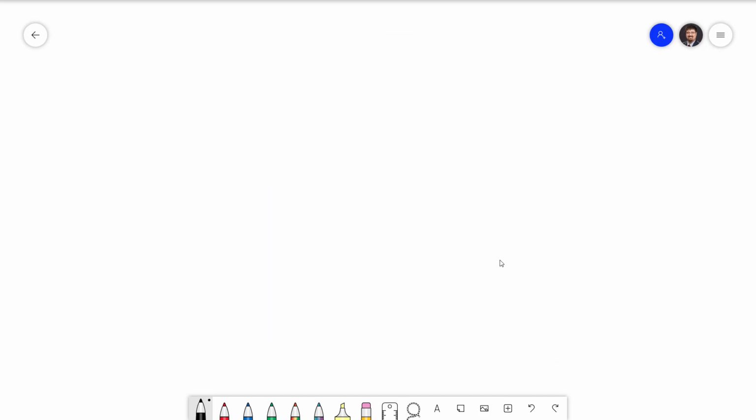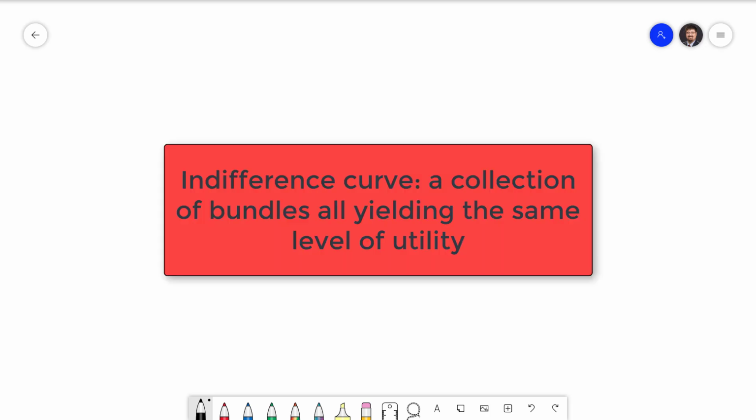Before we get to the third property, we need to do a little bit of preliminary work and definitions. The first of these is the indifference curve. An indifference curve is a curve that connects a collection of bundles that give our consumer the exact same utility. That is, they are indifferent between all of those bundles.